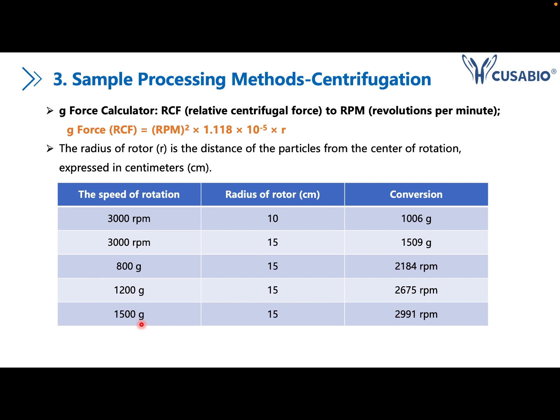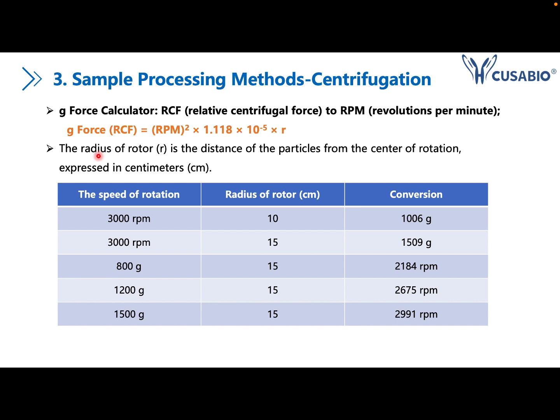For the sample processing method, we do the centrifuge a lot, and another reminder about the centrifugation here is that we know that there are two parameters that are closely related with the centrifugation, the RCF and the RPM. So RCF is the relative centrifugal force, and RPM is the revolutions per minute. There is a direct interaction between these two parameters. It relies on the radius of the rotor.